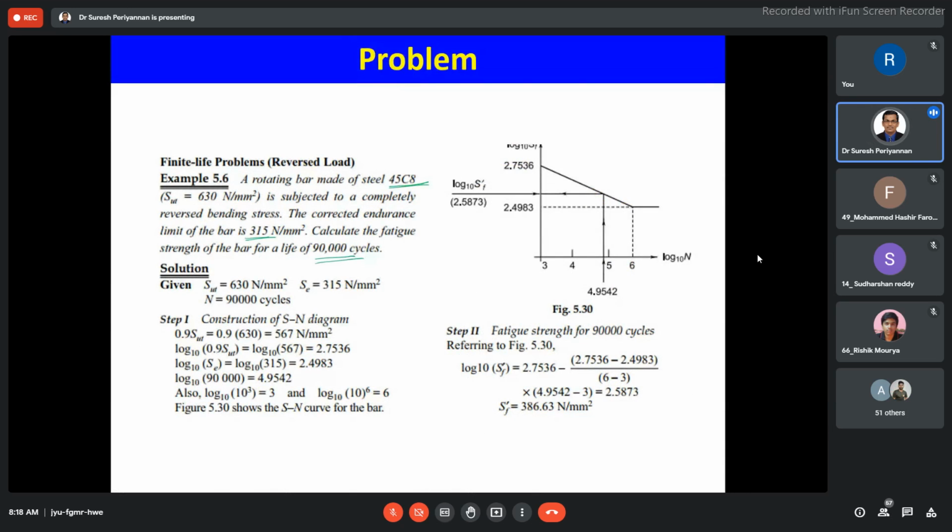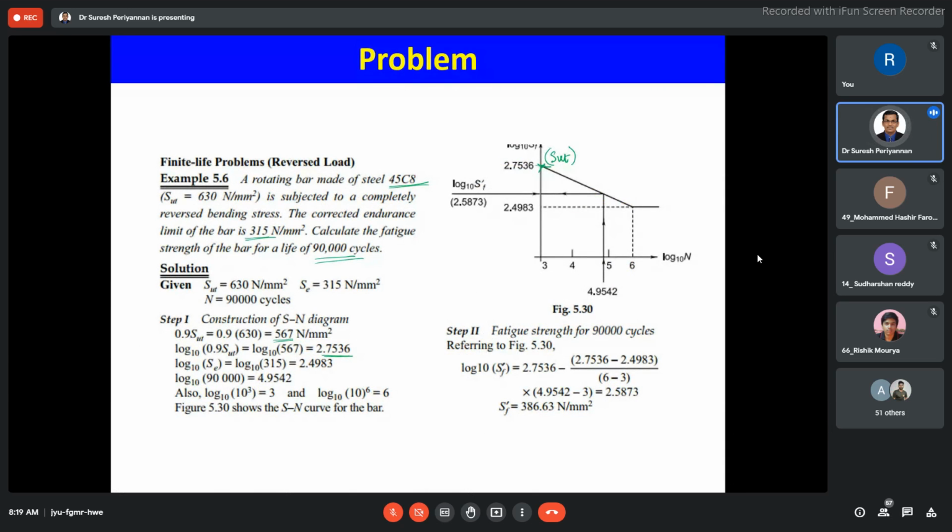Now, we are considering here this point, our material SUT, 630, right? See here, 0.9 SUT is equal to 567 megapascal. Then log base 10 of 0.9 SUT is going to be 2.7536. That is our maximum value on the ordinate, the y-axis.